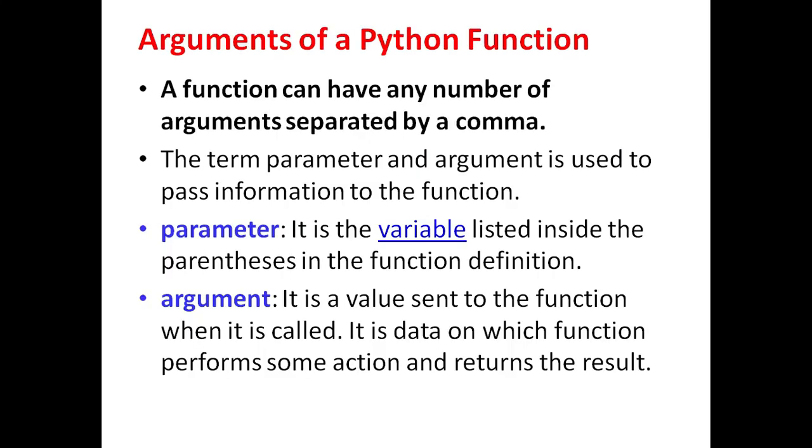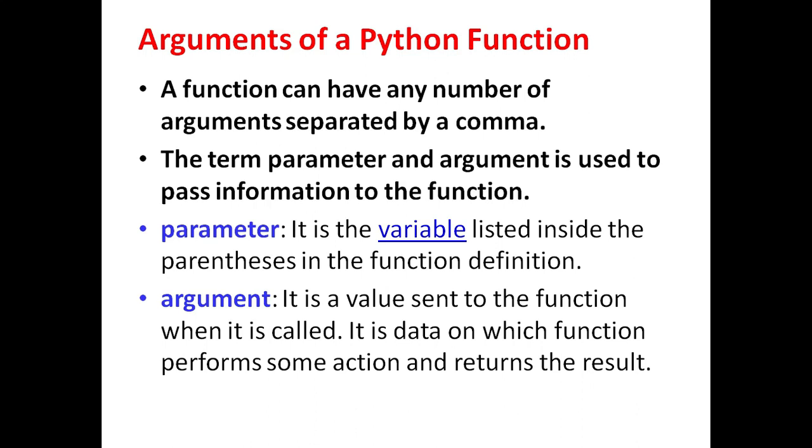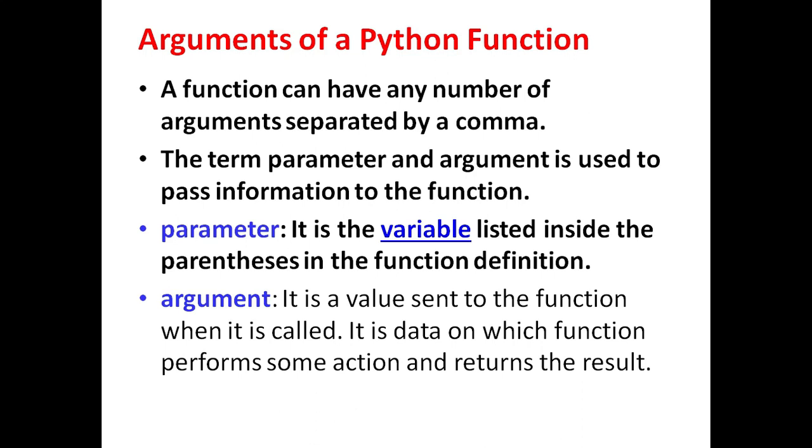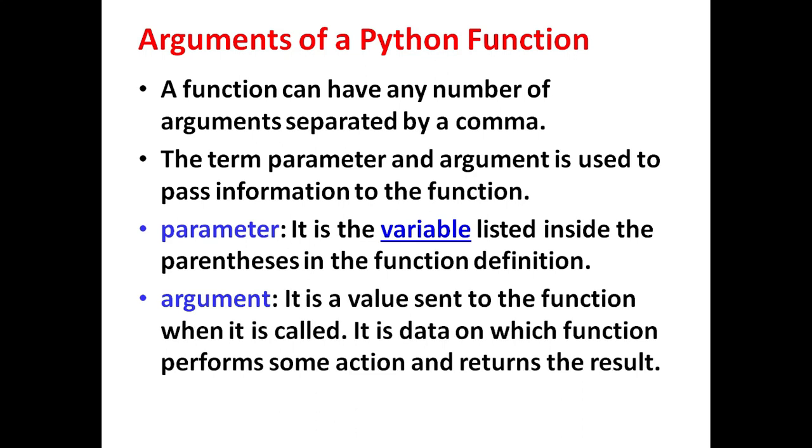Here we will see arguments to function in Python. A function can have any number of arguments separated by comma. The terms parameter and argument are used to pass information to the function. Parameter is the variable listed inside the parenthesis in the function definition, whereas argument is a value sent to the function when it is called.